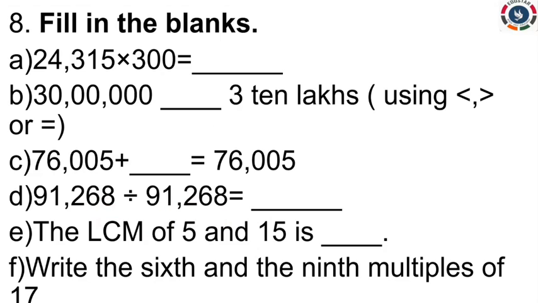E, the LCM of 5 and 15. So 15 is a multiple of 5. So the 5 divides the value of 15. So which is the greater value among that? 15 is the greatest value. So that is the LCM. Okay. Then F, write the 6th and the 9th multiple of 17. So 6th multiple and 9th multiple you want to write. I mean 6 into 17 and 9 into 17. How much is that, you want to write.